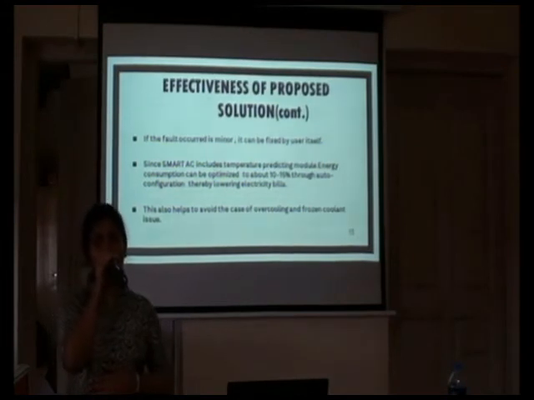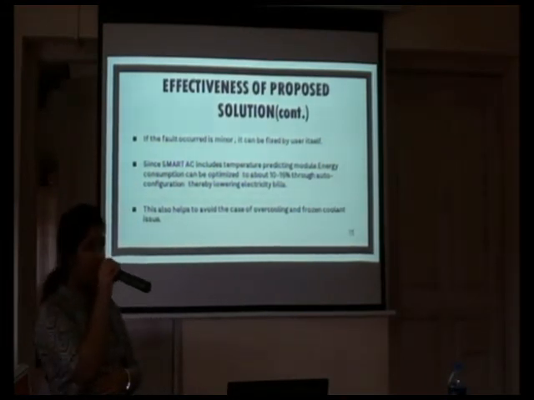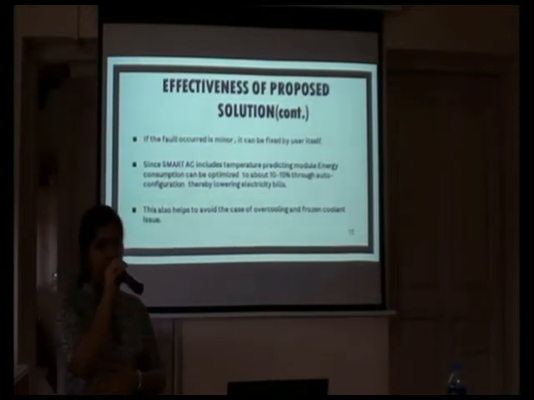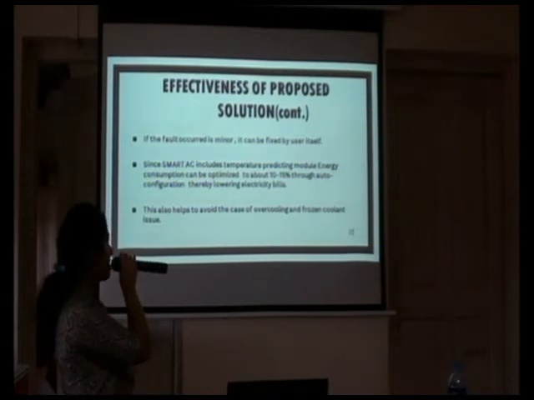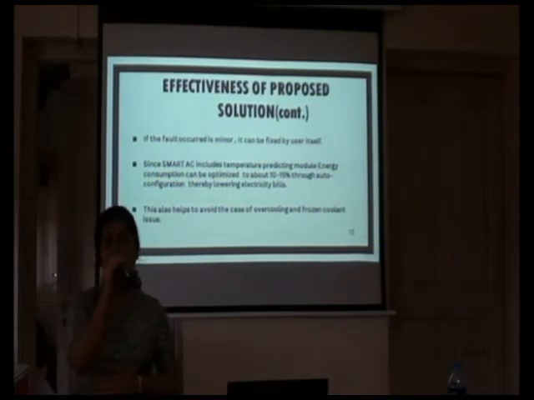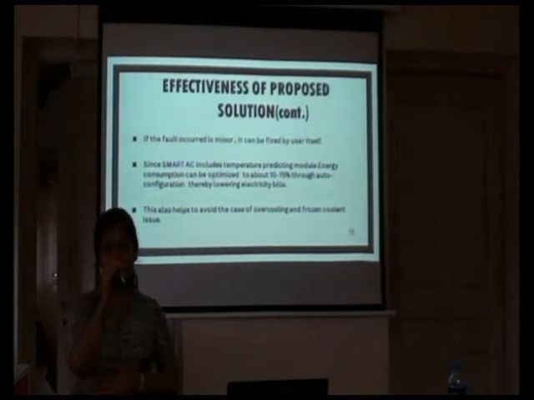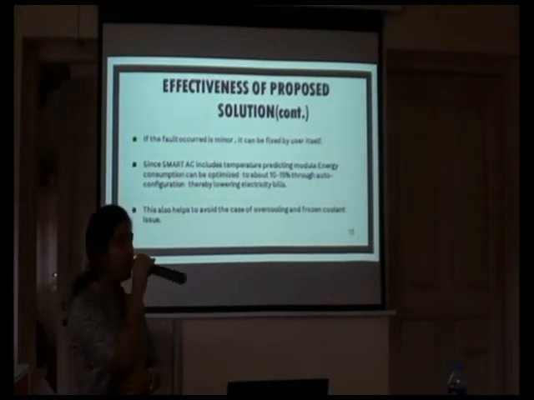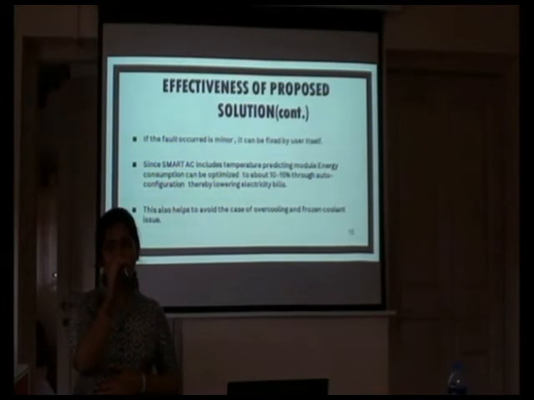If the fault is minor, it can be fixed by the user itself, and our Smart AC provides step-by-step solutions to do the corresponding actions. Since Smart AC includes a temperature predicting module, the energy consumption can be optimized by about 10 to 15% through auto configuration, thereby lowering the electricity bills. This also helps to avoid the case of overcooling and frozen coolant issue.